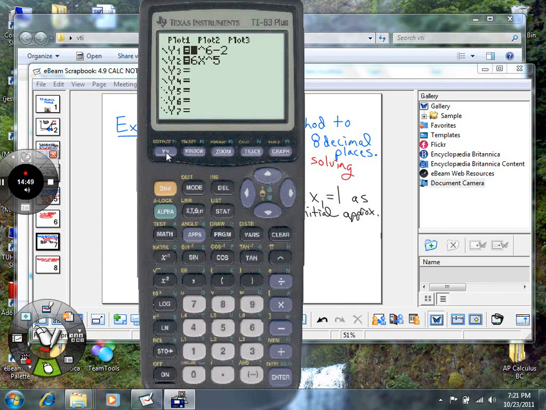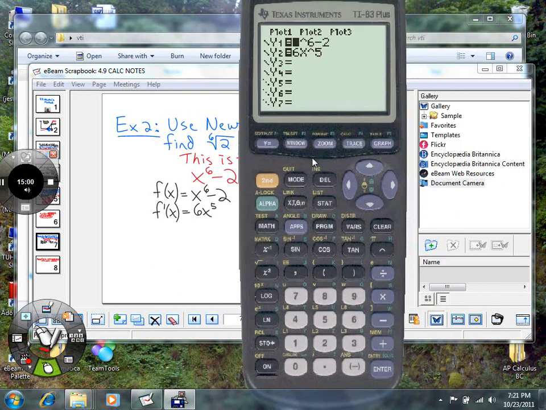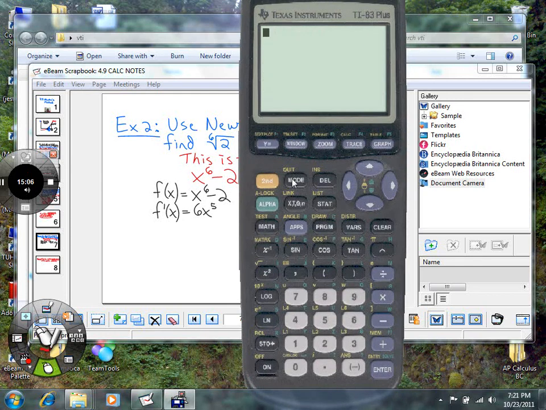Okay, so for the y1, we plug in the function, and for y2, we just put the derivative in there. That's what I did. And then go ahead and get out of that screen. And then we're going to just use Newton's method.